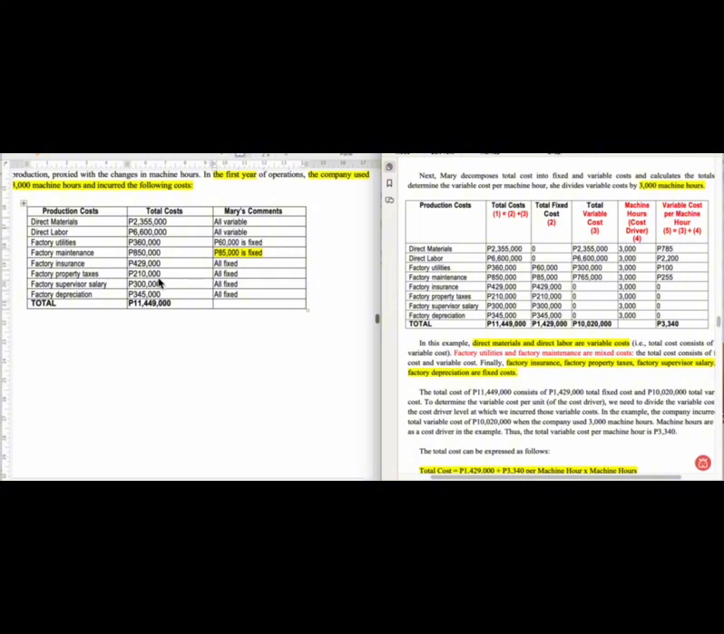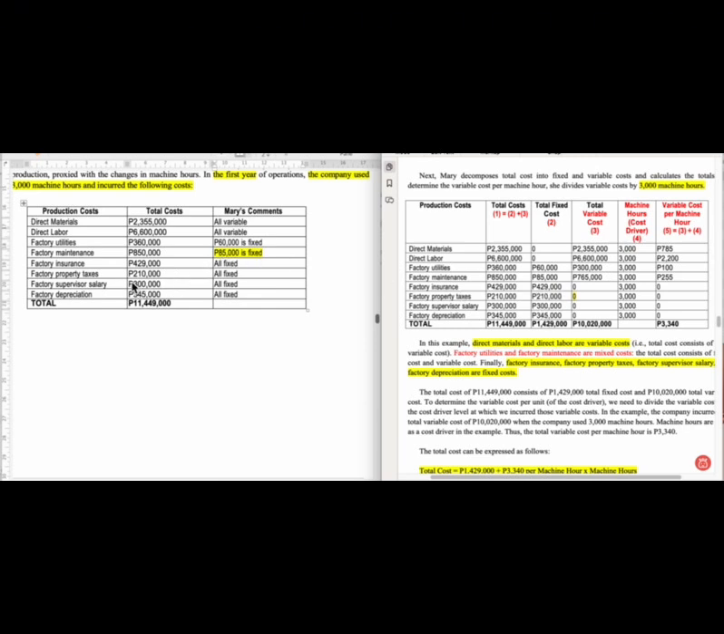The same thing with factory property taxes. All fixed po daw ang 210,000. So, kung all fixed siya, meaning, imong variable cost is 0. Wala kay variable cost. Diri 0 imuhang variable cost. So, fixed man daw ang 210,000. Ibutang mo siya sa column na fixed.